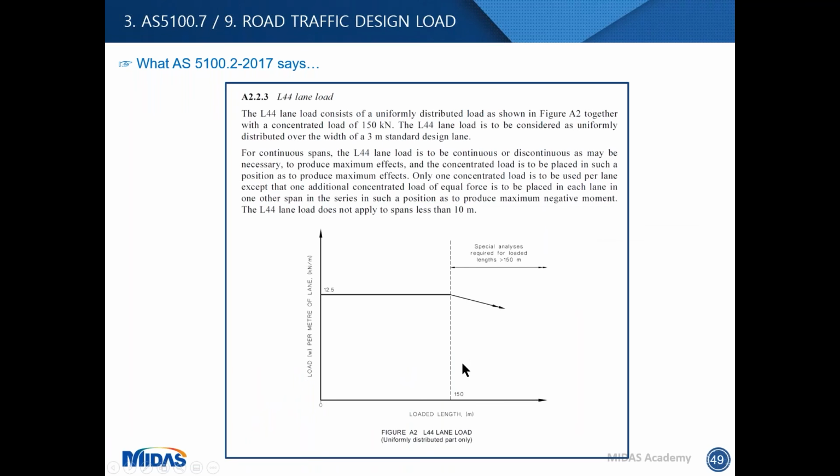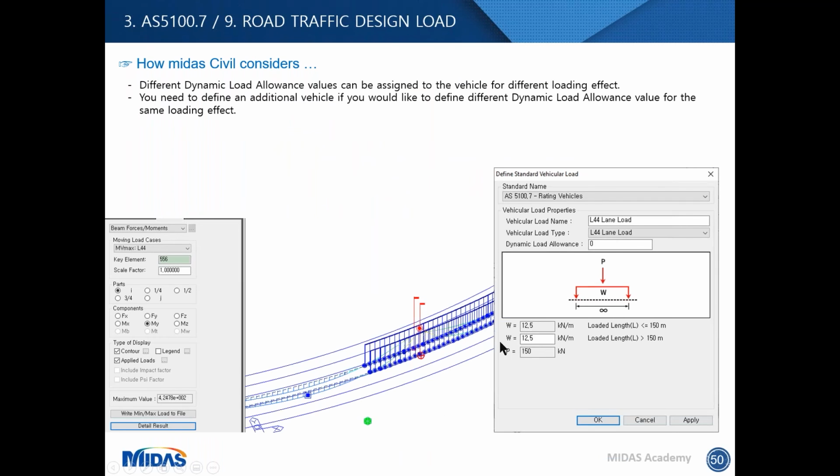When it comes to the long bridge, a very, very long bridge, when loaded length is over 150 meter, the loading value can be lower than this 12.5 kilonewton per meter, but it doesn't tell you how it decreases along the meters and so on. So we leave it as manual input.